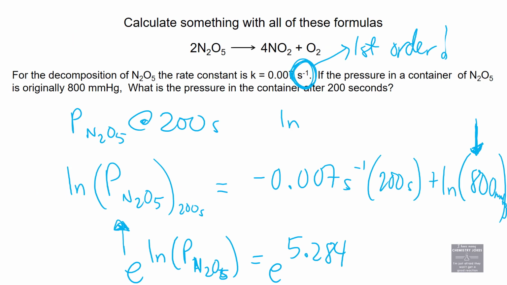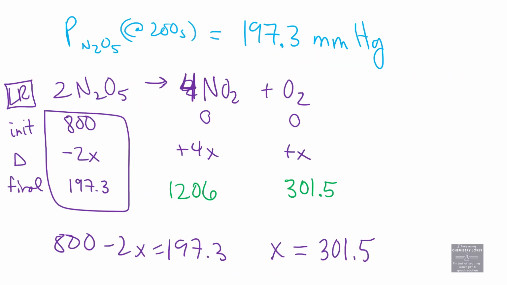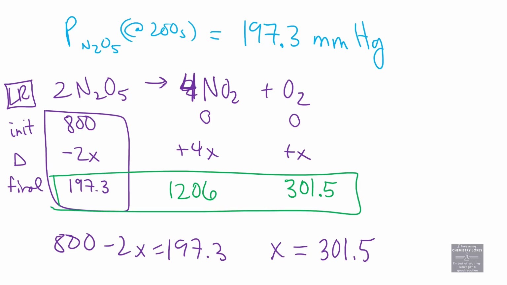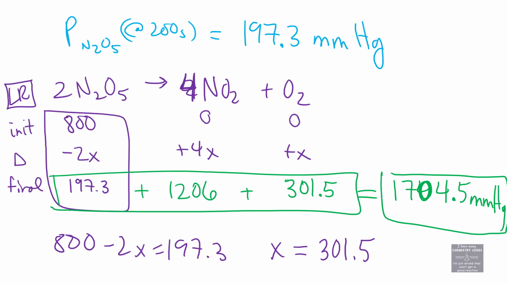But my question, remember, is what is the pressure in the container? So that's asking for P total. So I take my final row and I sum it, and the sum of my final row is 1704.5 millimeters of mercury. So all we needed was the concentration time equation for a first order reaction to find the reactant concentration after 200 seconds. Then we just did a regular limiting reactant table to find our total pressure after 200 seconds. All right, that's it.